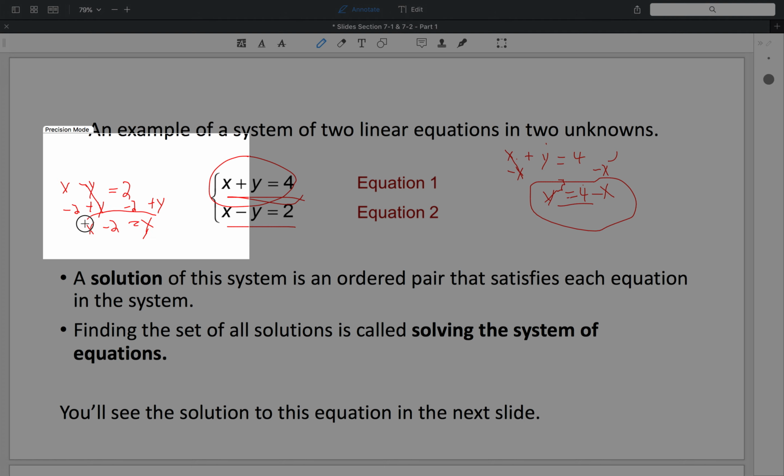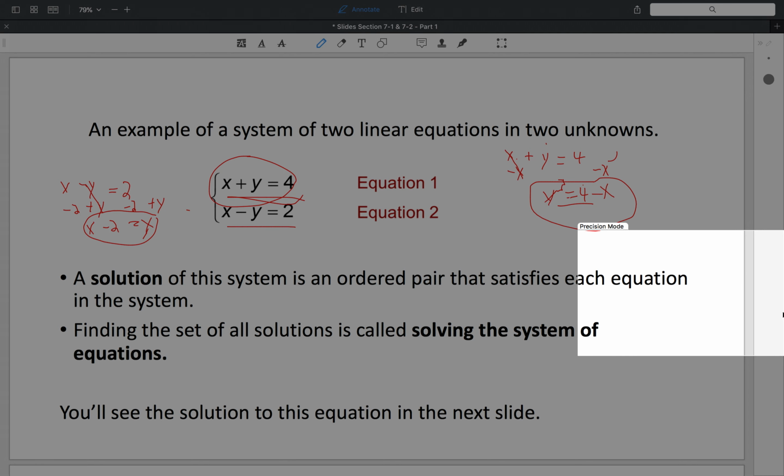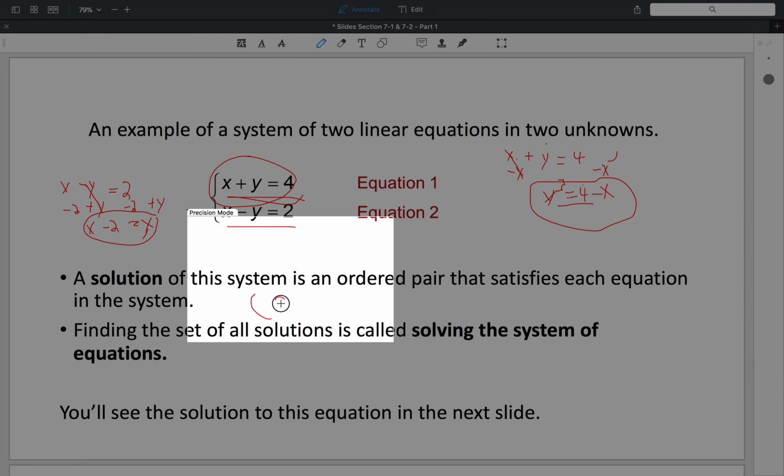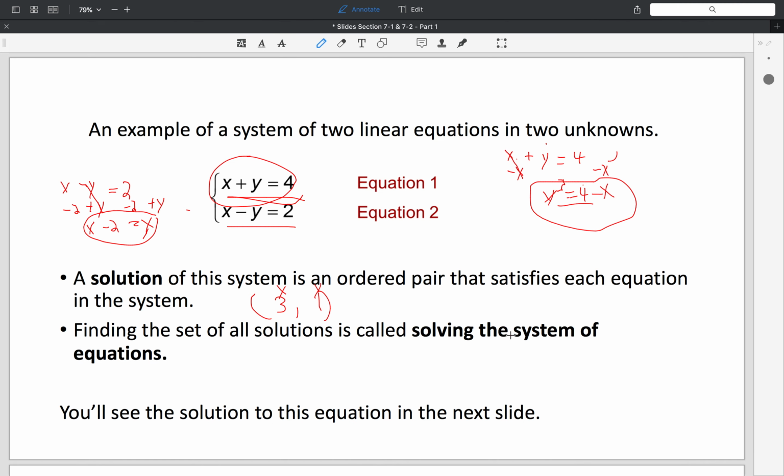And this is the linear function that's based on x minus y is equal to 2. Okay. So what we're going to do is learn tools to find the same x and y that make both statements true, and we'll write the answer as a pair. The first one is my x coordinate, and this is my y coordinate. Now, we want to find the set of all solutions, and when we do that, that's called solving the system of equations. We'll go through this on the next slide.